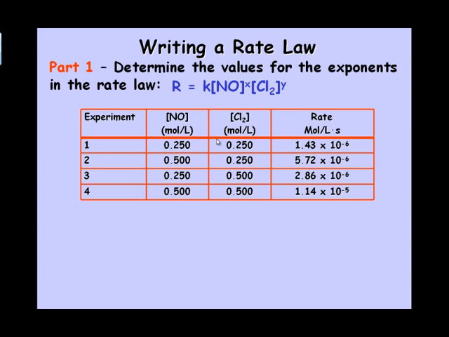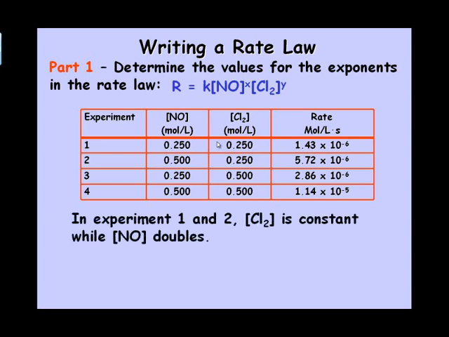So the K is the constant, NO raised to the X power, Cl2 raised to the Y power. And our job is to determine the value of X and the value of Y. Now, in experiment 1 and 2, Cl2 is constant. And if you look at the rate there, the NO concentration doubles. So the NO concentration is going from 0.25 to 0.5.